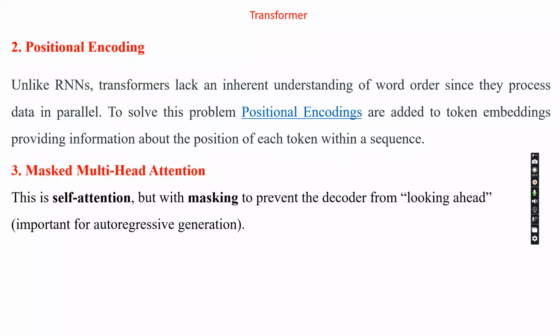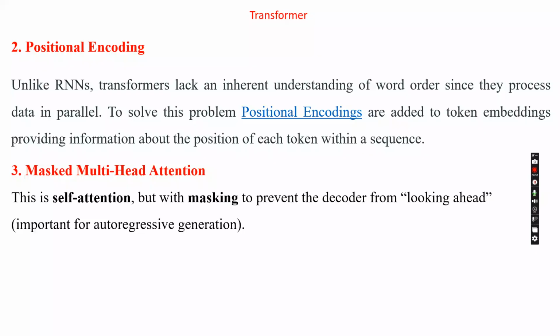Next, positional encoding and masked multi-head attention. Since transformers process all words together, they naturally do not know the order of words. To solve this problem, positional encoding is added. Positional encoding provides information about the position of every word in the sentence.